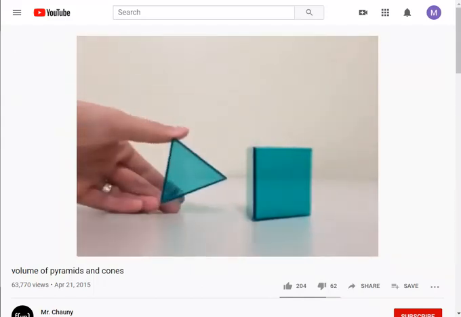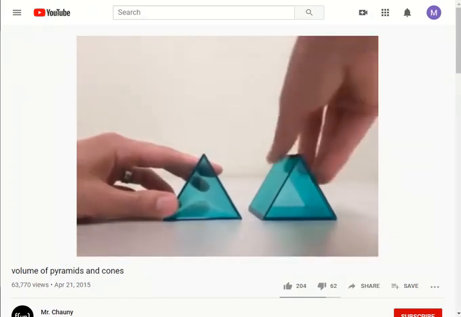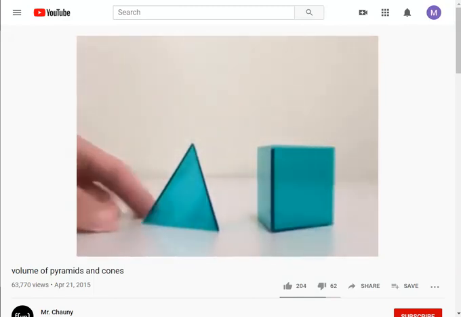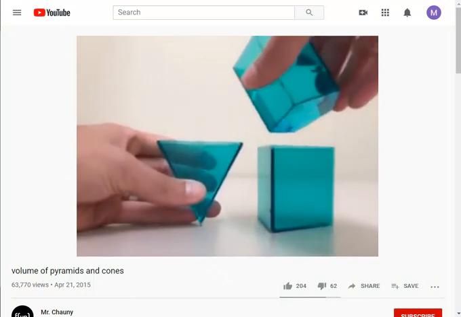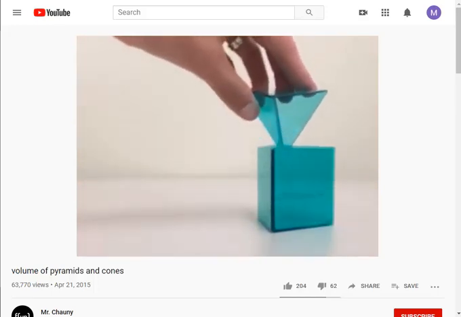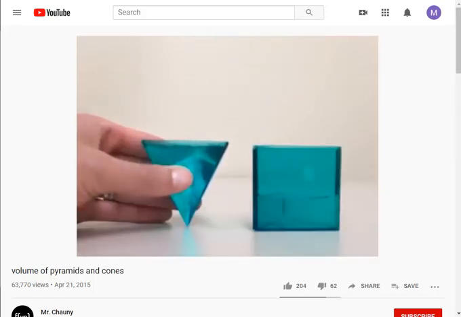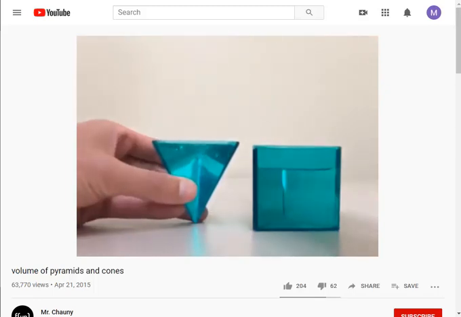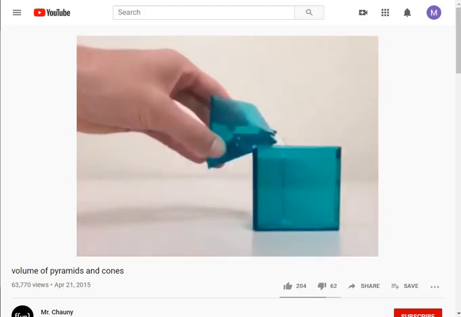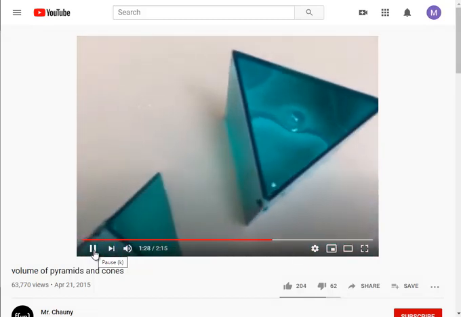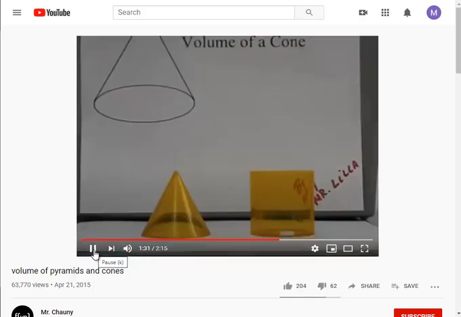So here we go. Looks like we have a triangular prism here, stacked up next to a triangular pyramid, and let's see if the same effect happens as last time. So here we go. Ooh, clear water this time. Let's fill that in. Okay, it's about to be a third. Okay, third time, and oh wow, amazing. So, I don't know about y'all, but it definitely works.